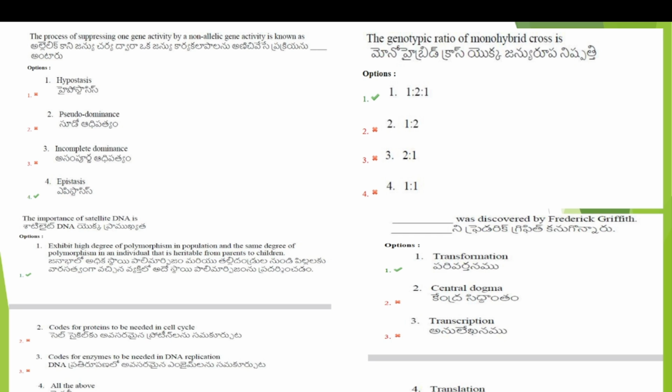Transcription means any type of RNA, either tRNA, rRNA, mRNA or any other type of RNA, coming from DNA. That process is known as transcription. DNA replication, transcription and translation are all commonly called the central dogma. So Frederick Griffith identified the transformation experiment. In this experiment, he used a mouse and Streptococcus bacteria. Based on this, he identified DNA as the genetic material.